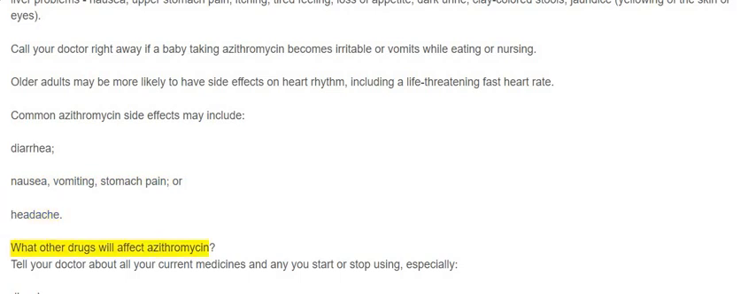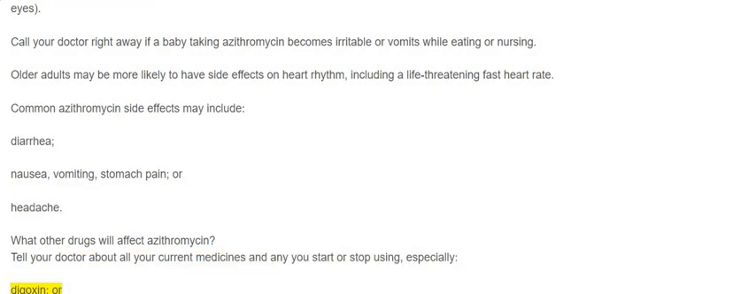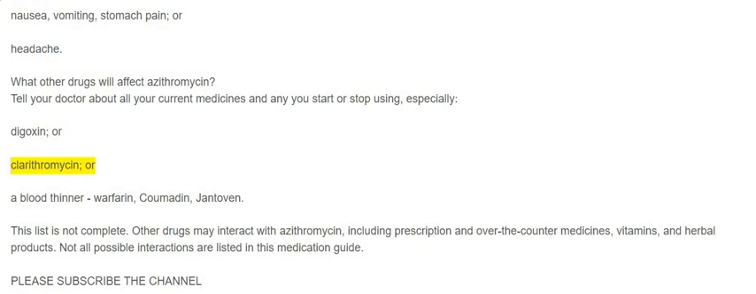What other drugs will affect azithromycin? Tell your doctor about all your current medicines and any you start or stop using, especially digoxin, clarithromycin, or a blood thinner, warfarin, Coumadin, Jantoven. This list is not complete. Other drugs may interact with azithromycin, including prescription and over-the-counter medicines, vitamins, and herbal products. Not all possible interactions are listed in this medication guide.